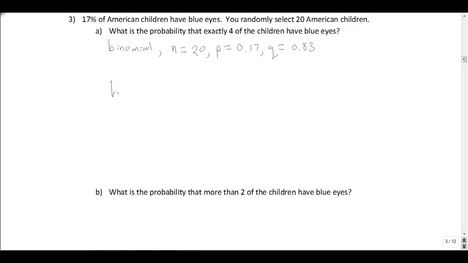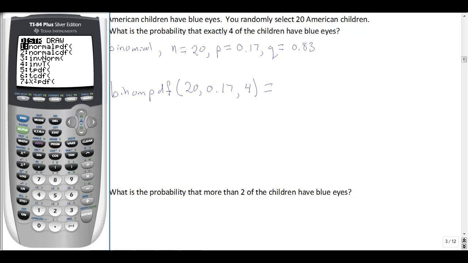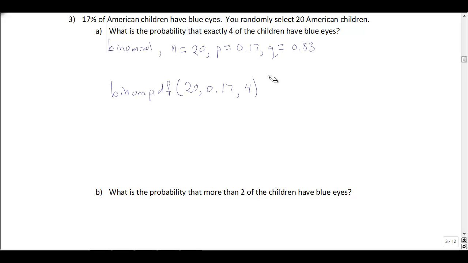And then the actual question: what's the probability that exactly 4 of the children have blue eyes? Well, that's just a binom PDF. We have 20 trials, probability of success is 0.17, and we're looking for exactly 4. There's a formula you could use here as well, but I'm just going to use the binomial PDF. Second distribution, binomial PDF, 20 trials, probability of success 0.17, exactly 4 successes. So we get 0.2053, approximately. So there we go.